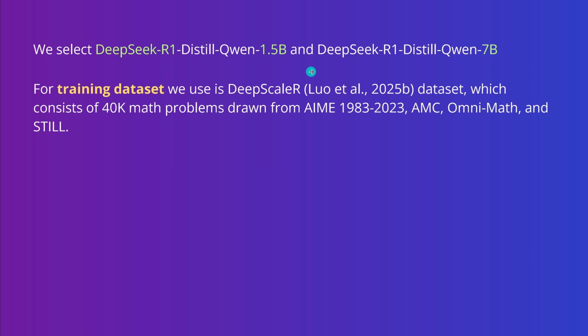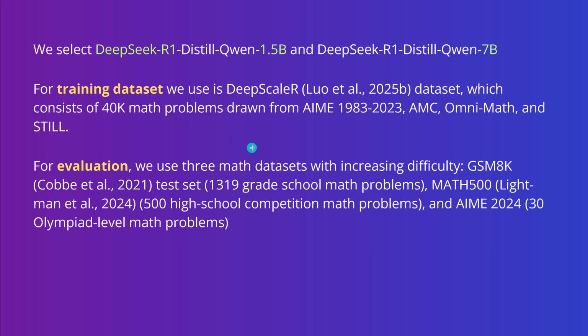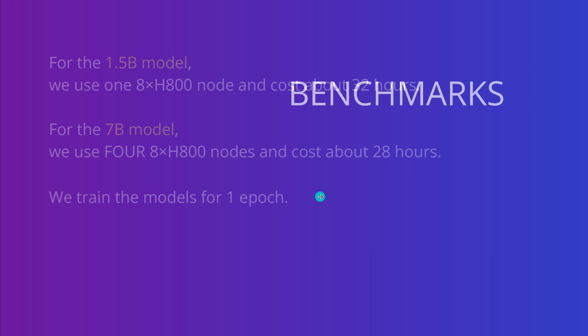They use DeepScaleR, which consists of 40,000 mathematical problems drawn from AIME, and you know this. And for the evaluation, we use 3 mathematical datasets with increasing difficulties, and these are our standard datasets, so everything standard. Interesting, they tell us about the training time. For the 1.5 billion model, we use just 1 node of 8 times an H800 NVIDIA GPU and about 32 hours. And for the 7B model, we activated 4 complete nodes, each with 8 times an H800, about 28 hours, and we just trained for 1 epoch.